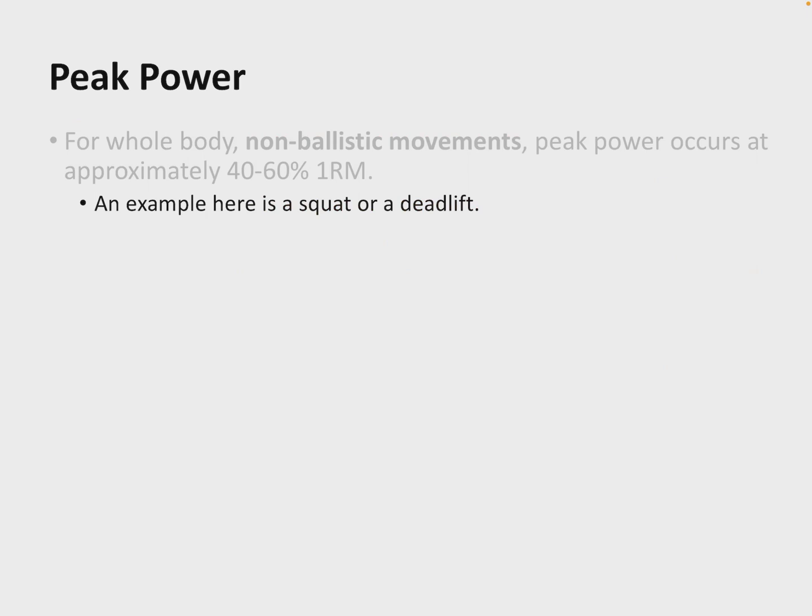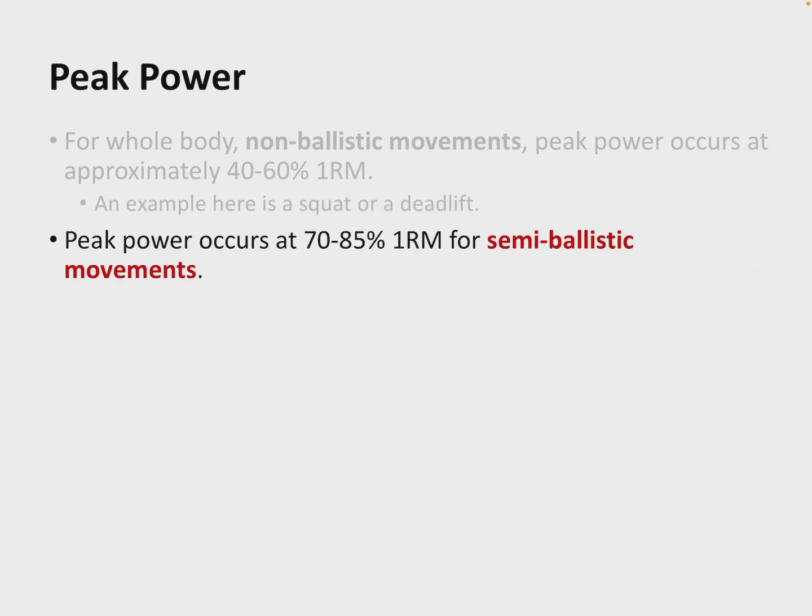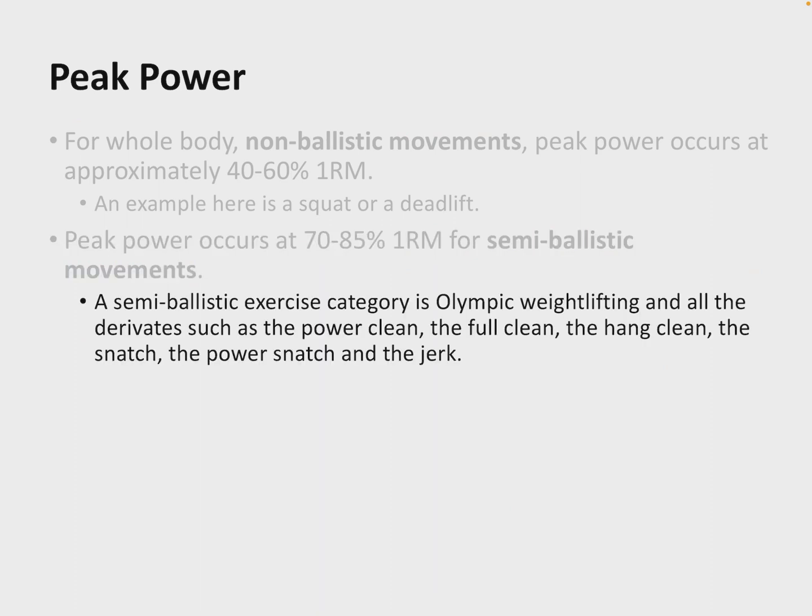Now for semi-ballistic movement, like a clean, peak power occurs at around 70 to 85% of 1 rep max. So you can see if your goal is to improve power, you need to prescribe a little bit heavier for semi-ballistic movement, such as cleans. So our power cleans, full clean, hang clean, the snatch, power snatch, and the jerk.